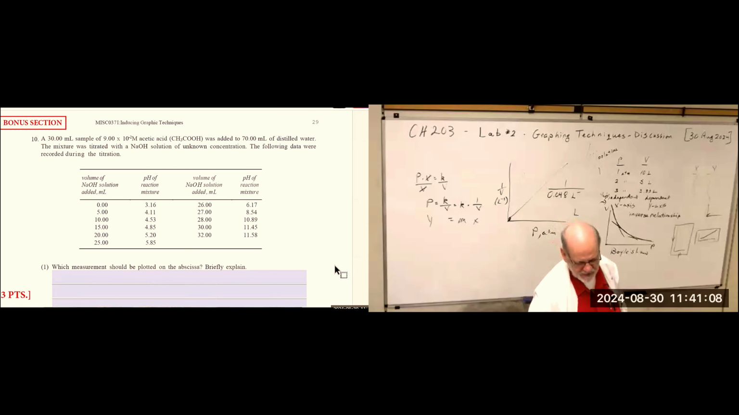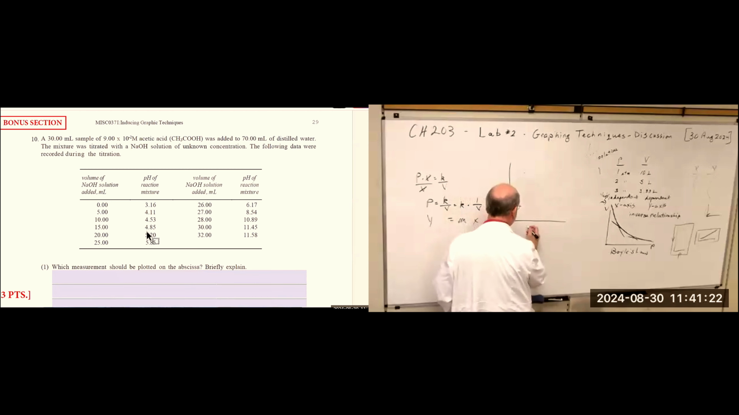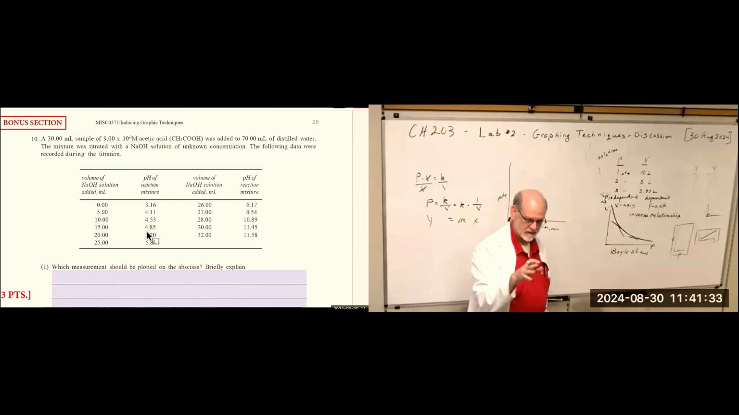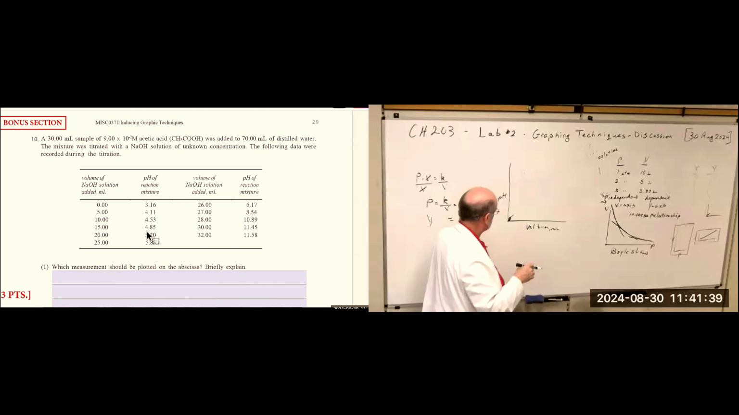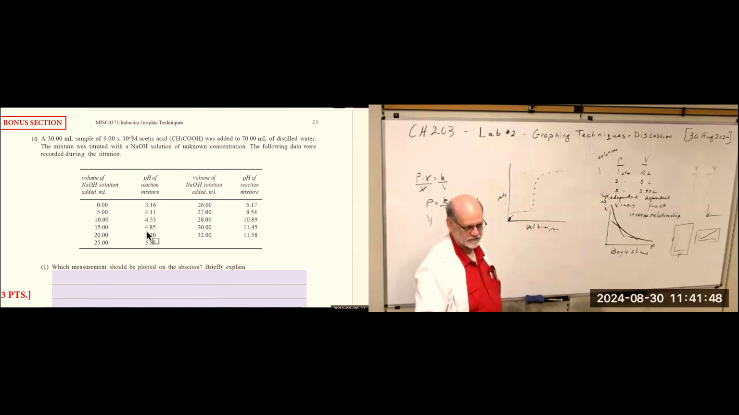Here it is. The bonus section uses this data, and it's going to plot out like volume of base added in milliliters. And then what we're going to get over here is pH. Anybody know what pH is? It's an expression of acidity. Lower pH is more acid, higher pH is more basic. We'll get to that later. But when you plot the numbers, they're going to go like this, like that, and like that. Gives you a sigmoid curve.